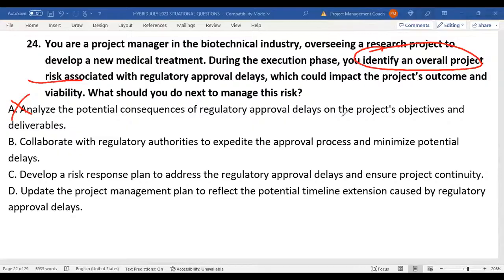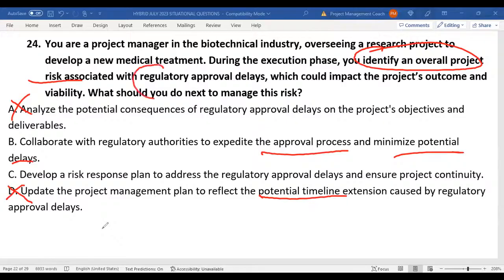Update the project management plan to reflect the potential timeline extension. You wouldn't update potential extensions. You need to ensure that whatever you're doing is indeed approved, right? So it's not that. So we'll cancel D. And that leaves you with B and C. As usual, boils down to 2. B, collaborate with the regulatory authorities to expedite the approval process. Minimize potential delays. Let's think about this very carefully.